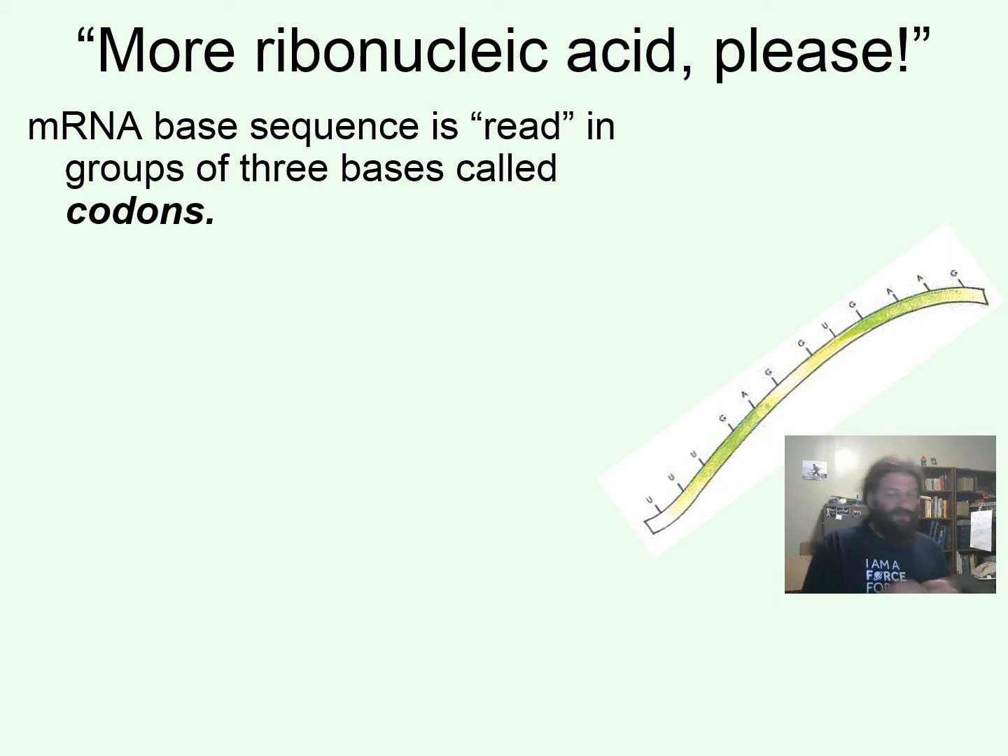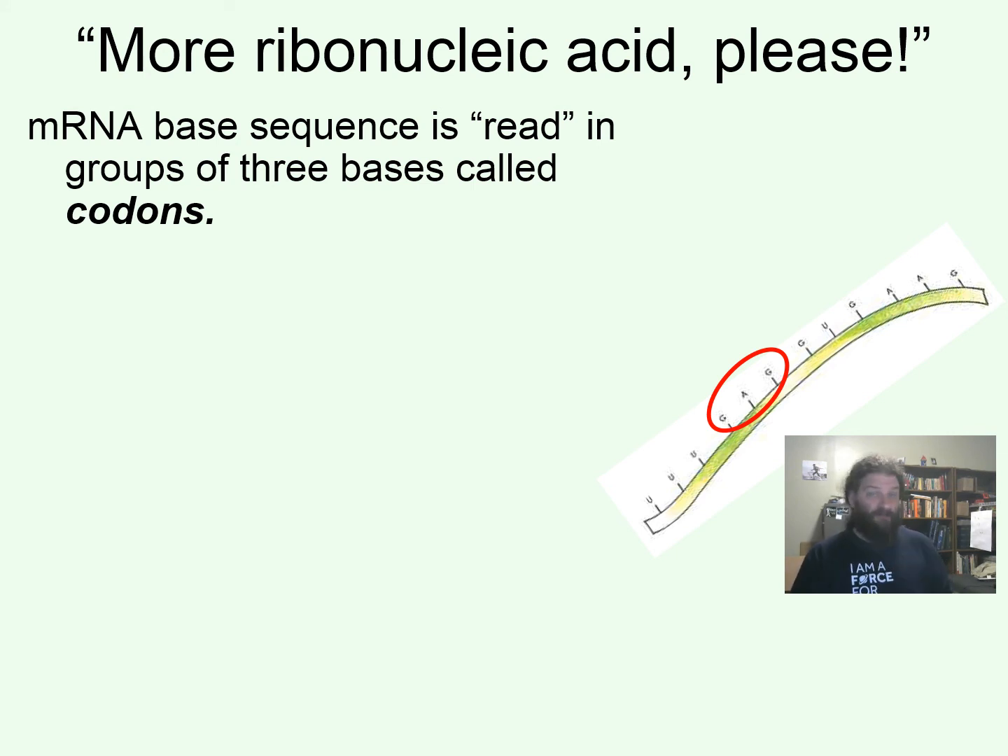So I can't use 2. There's only 16 combinations of 2 of those 4 bases. And so when I move to 3, there are 64 different combinations possible, and that's more than enough, which is a good thing. We'll talk about that later on. So these 3 groups of 3 bases that correspond to a particular amino acid are called codons because they code for a particular amino acid.